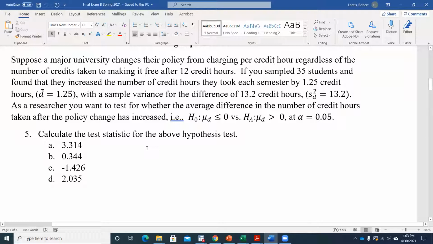On problem 5, we've got this example where the university has a policy where after 12 credit hours, you don't have to pay for additional credits. So we sample 35 individuals. We find the difference for each of those 35 people, then find the average difference, and the average difference in credit hours taken before and after this policy was 1.25. We have a sample variance for that difference of 13.2, and our sample size is those 35 students. We've got some other information, but for this first problem, it doesn't impact us.